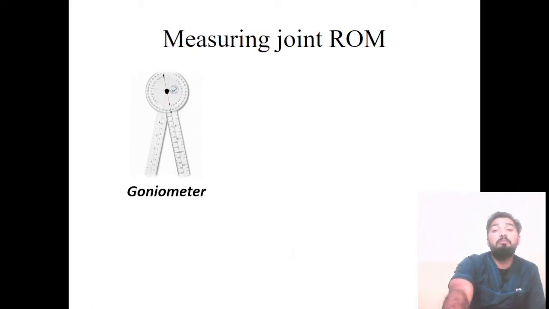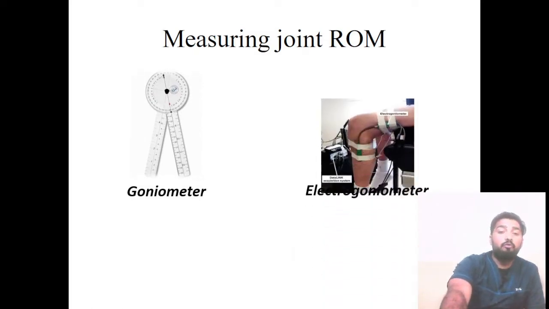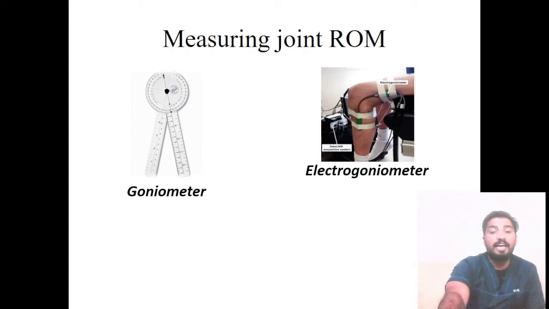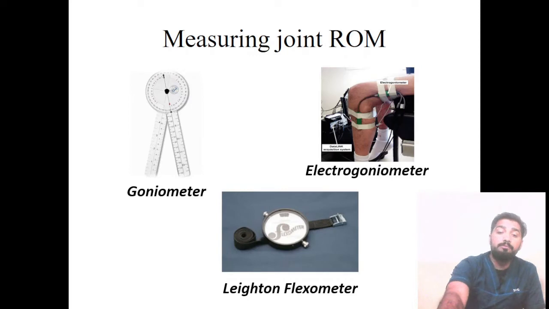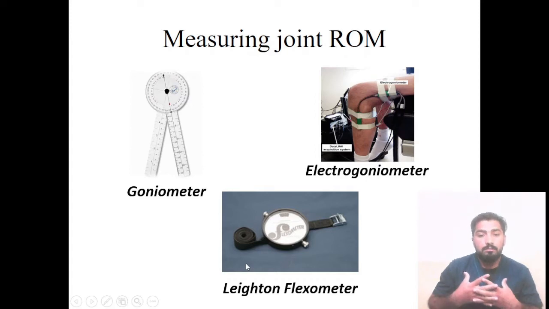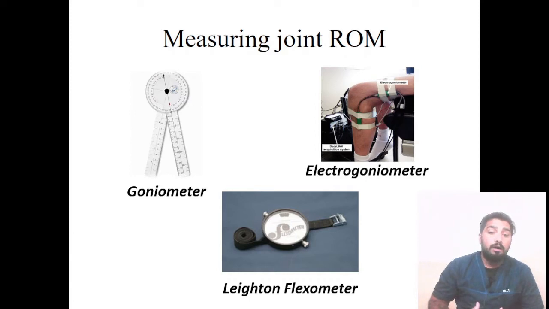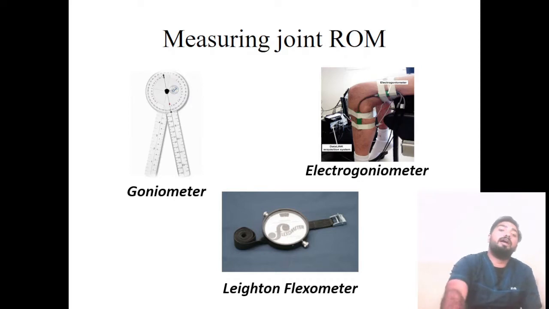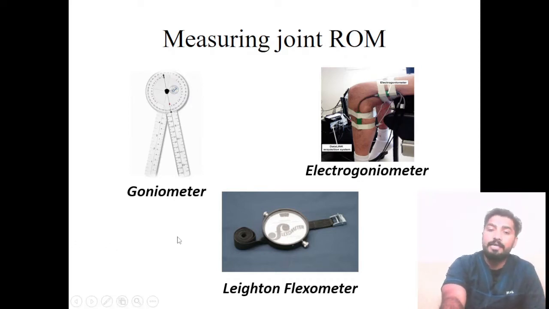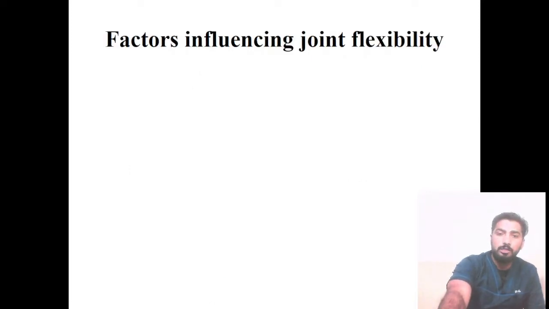So how can we measure the joint range of motion? We can use different kinds of tools like the goniometer, electrogoniometer, or the Lincoln flexometer. These are the three devices which we can use to measure the joint range of motion. Normally we measure the joint range of motion manually by comparing to the normal, but in the literature, we have to document the measurements using one of these three instruments. Normally the goniometer is used.